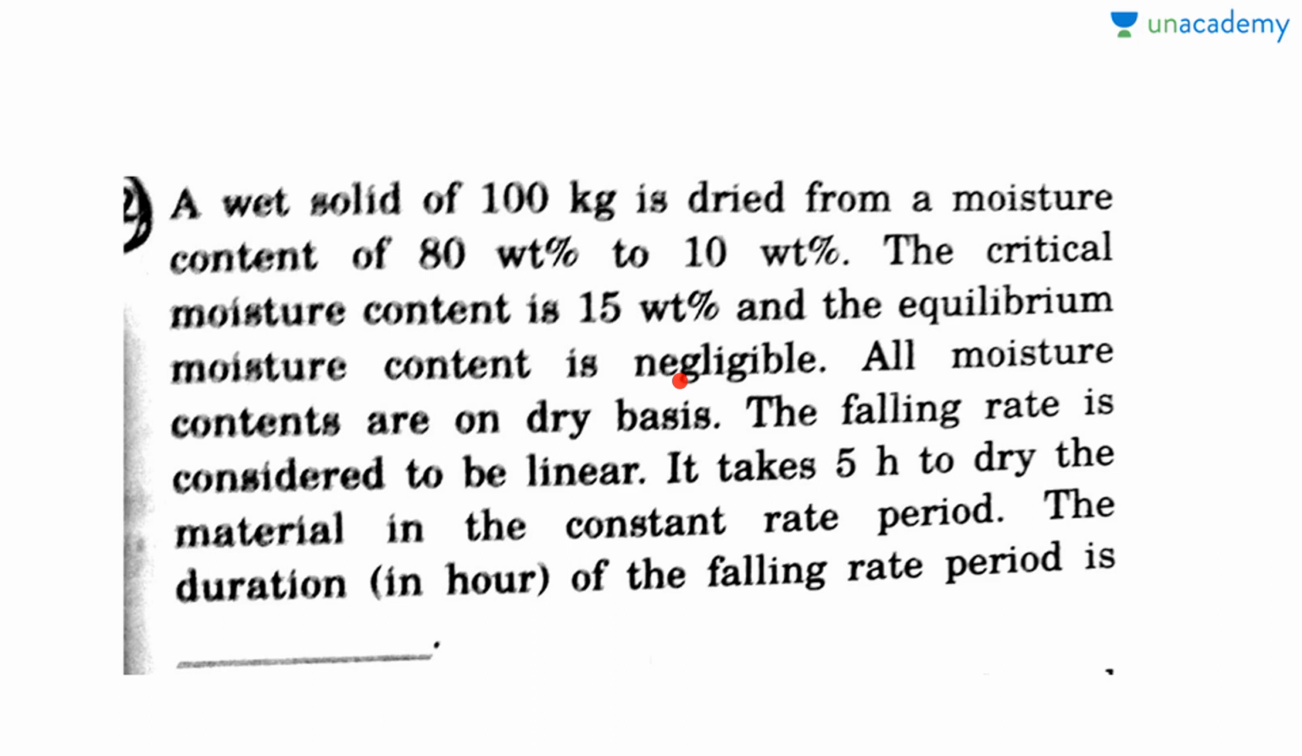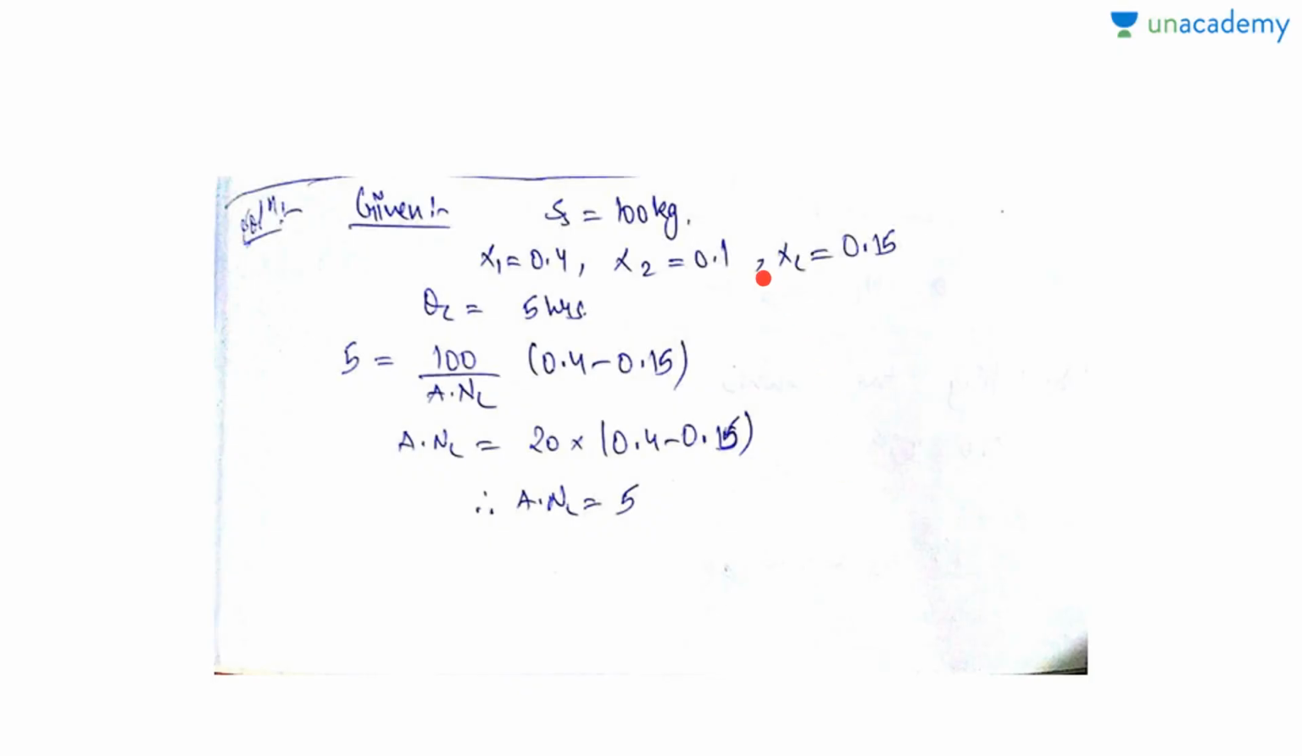Okay, so it's a simple question. You are given the time in the constant rate period, and you just have to find the time in the falling rate period. So Ss equals 100 kg, x1 equals 0.4, x2 equals 0.1, and xc equals 0.15. These values are already given. Theta c equals 5 hours. So when you put it in, you get 5 = 100/(A·Nc) × (0.4 − 0.15). So A·Nc = 20 × (0.4 − 0.15), and therefore A·Nc equals 5.